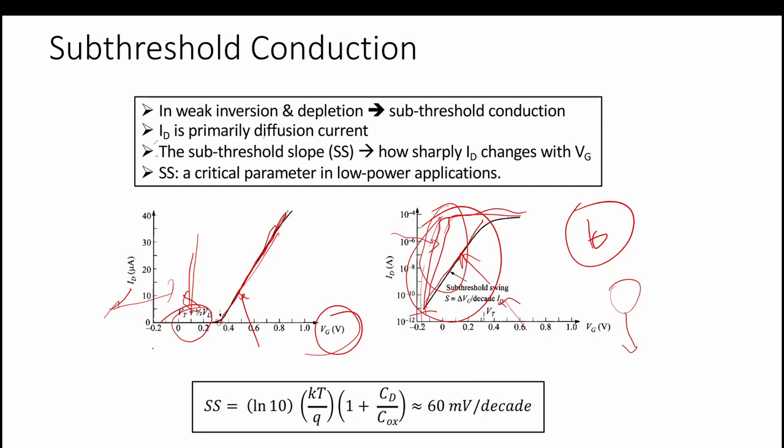In low power applications, this is critical. Low power applications are, for example, driving this screen, the back panel of the FETs. Just driving the back panel of the screen or these things, these are the low power applications. And this subthreshold swing.